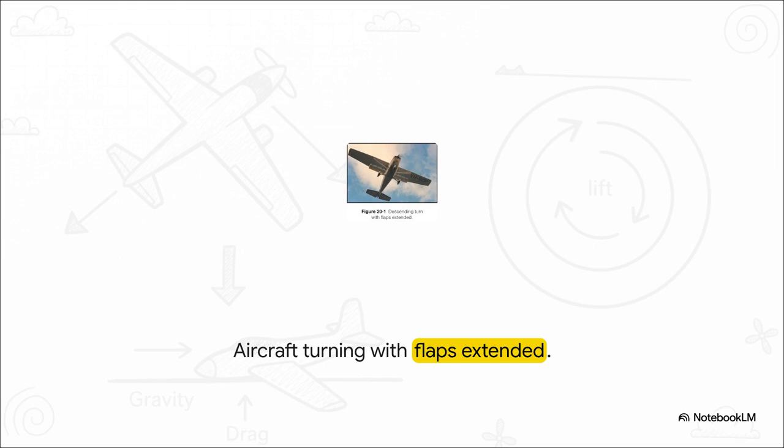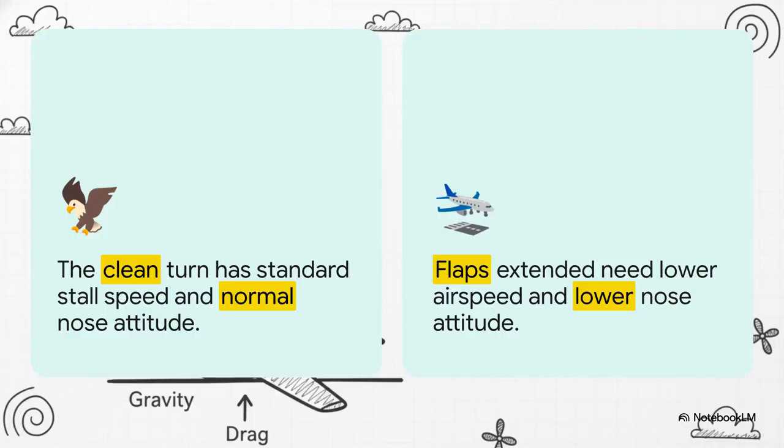Now that extra drag is actually great because it steepens our descent path, helping us get down to a runway over obstacles. But all that extra lift? That means we have to completely adjust how we fly the plane. Let's put these two configurations side by side. In a clean turn, you've got your normal nose attitude and your standard stall speed. But when you extend those flaps, it's a whole different ballgame.